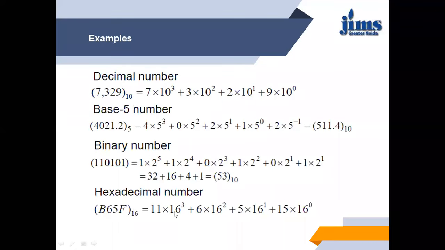When I expand it, B stands for 11. So 11, that is the coefficient, multiplied by base to the power of position 3, plus 6 into base to the power 2, plus 5 into base to the power 1, plus F, which stands for 15, into base to the power 0, like this. When I calculate this value, this number will be converted into the decimal number. So we can say that when we expand any number by its coefficients and radix to the power of position, that number can be directly converted into the decimal number.